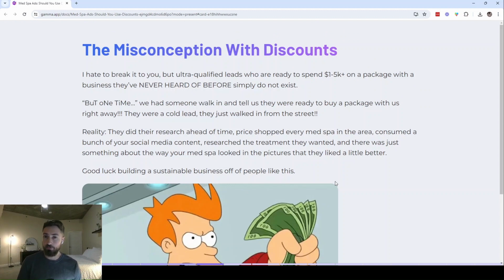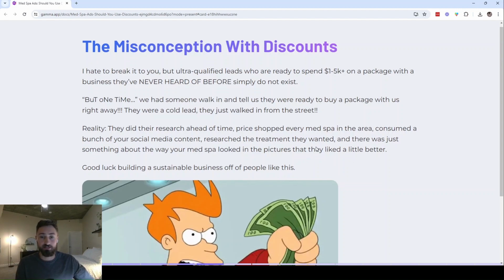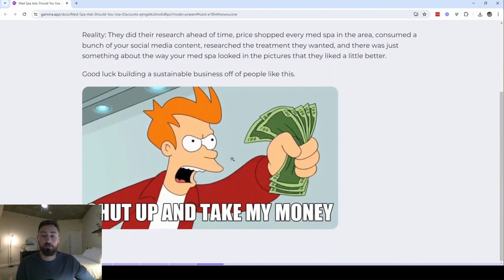But in reality, that person probably did their research ahead of time. They probably price shopped every single med spa in your area. They probably consumed a whole bunch of your social media content. They probably researched the treatment that they wanted ahead of time. And there was just something about the way that your med spa looked in the pictures that they saw on Google that they liked a little bit better, right? Good luck building a sustainable business off of people like this who just immediately want to pay you all of their money.